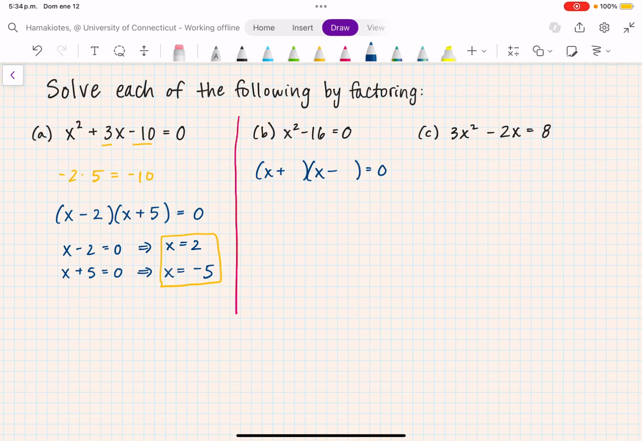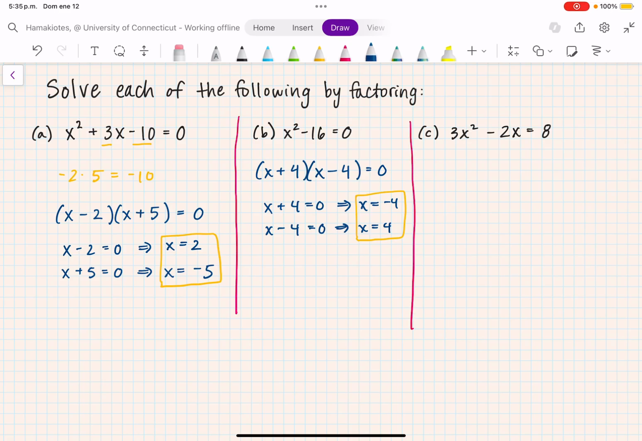And so in this case, our square 16 is 4 squared, so we're going to have an x plus 4 times x minus 4. And so what does this tell us? That tells us that x plus 4 equals 0, and x minus 4 equals 0. So here, from x plus 4, we get x equals minus 4, and from x minus 4 equals 0, we get x equals 4. So these are our solutions. Now let's move on to the last one.